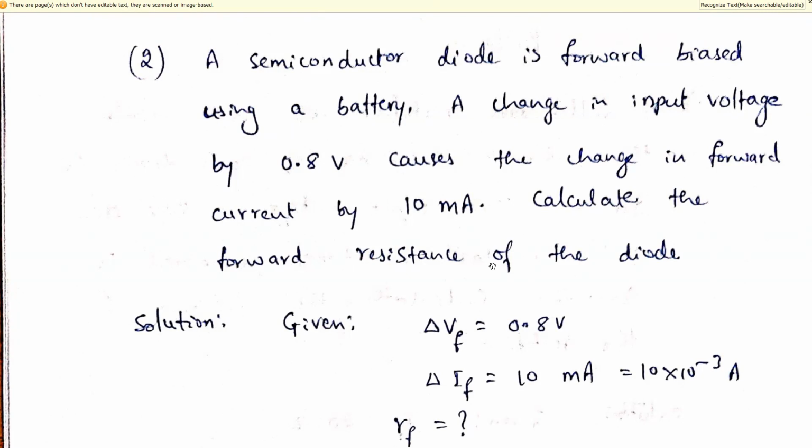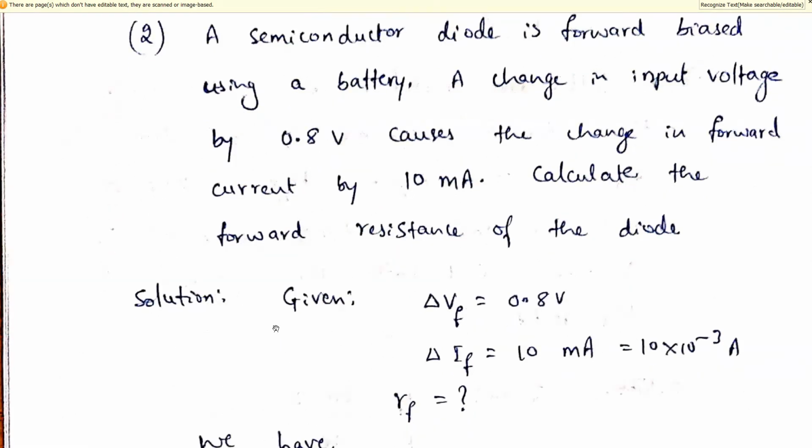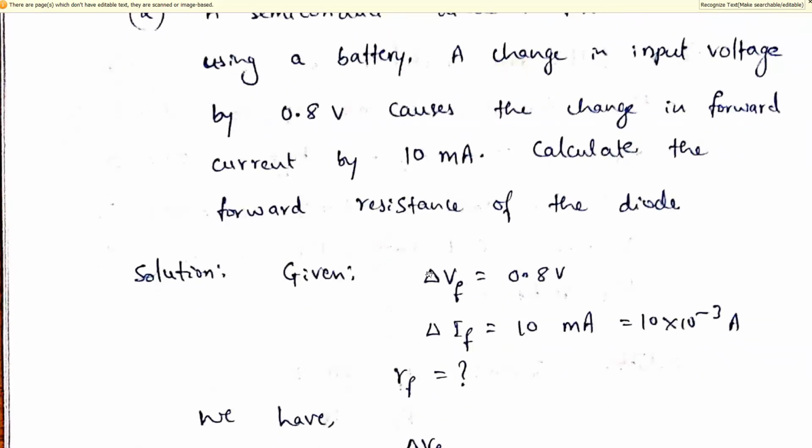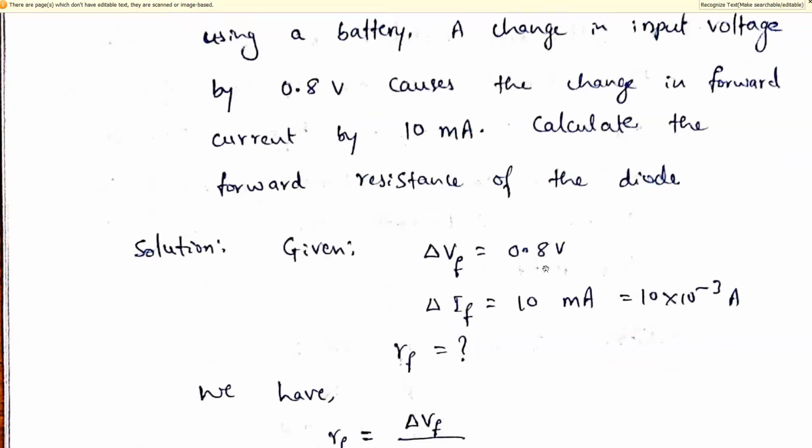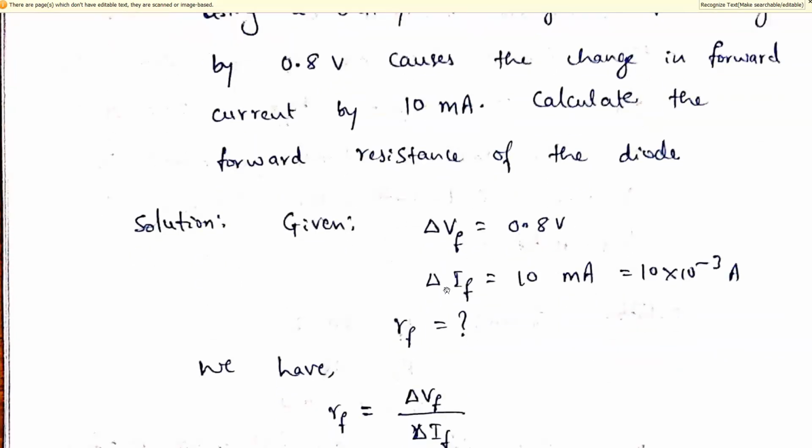Okay. So here the diode is forward biased and there is a change in input voltage by 0.8 volt. Then it is observed that the forward current will change by 10 milliampere. So you have to calculate the forward resistance of the diode. Solution. What are the given quantities? Let us take delta VF as the change in forward voltage, 0.8 volt, and change in forward current is delta IF, that is 10 milliampere.